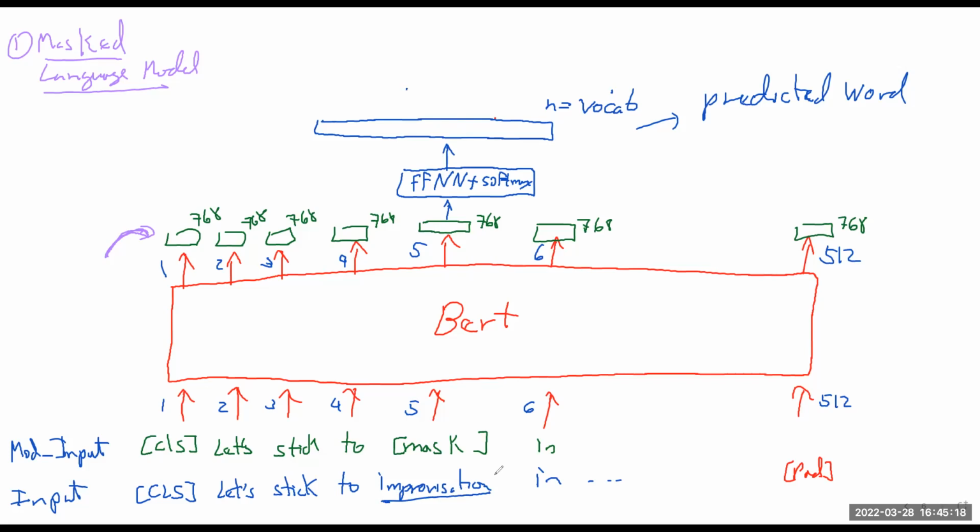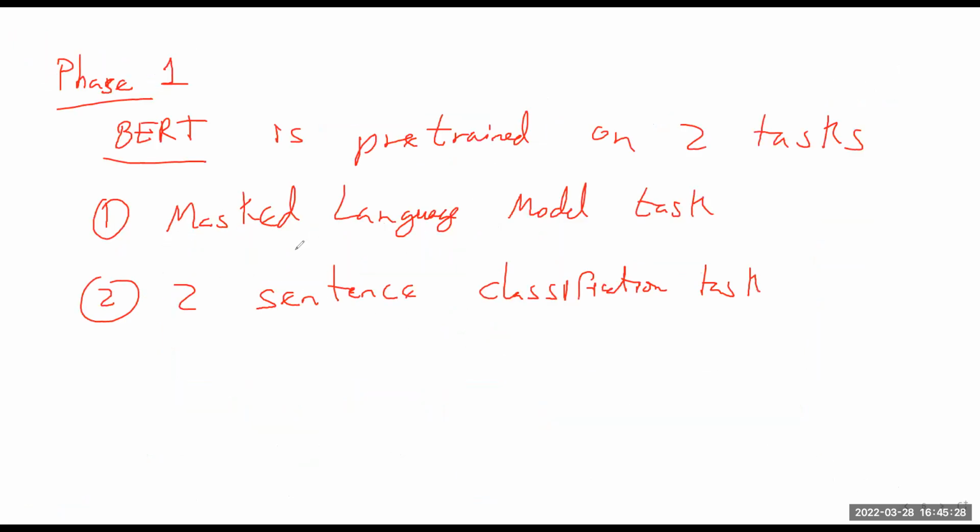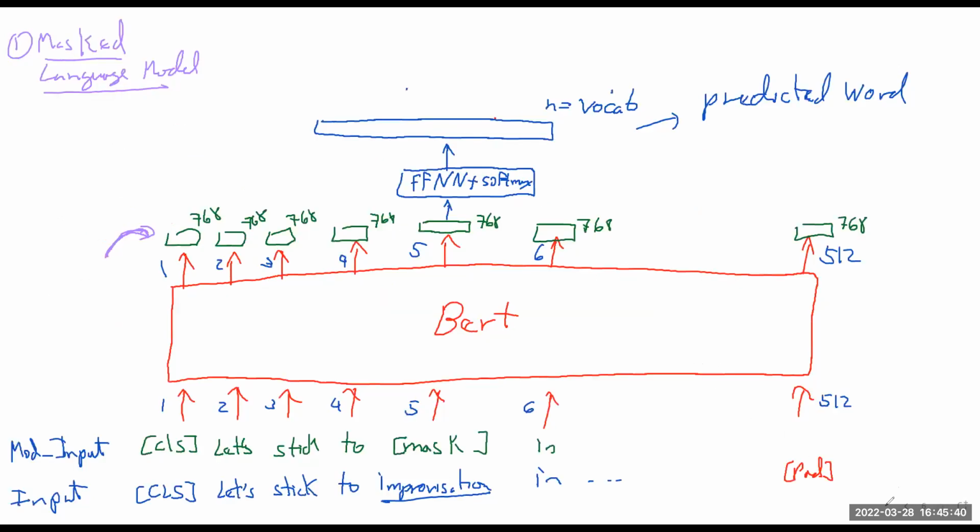Good. All right. So this is the pre-training phase, and this is how it learns. But as I said before, BERT is also pre-trained on a second task, which is what's called the two-sentence classification task. Okay, so that's another way of training the weights. We're going to change the weights now on the second task.